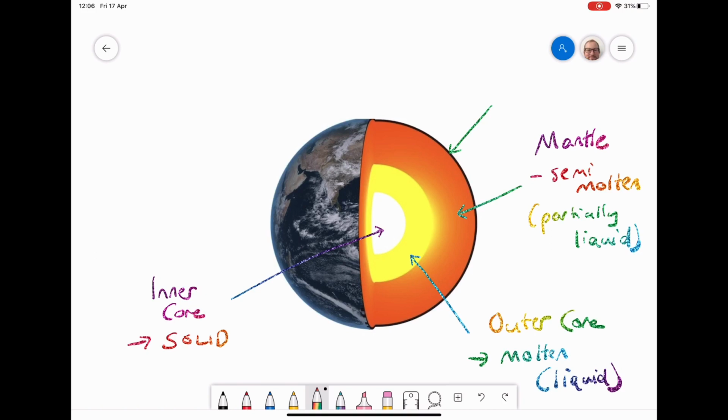And this really small layer on the top is called the crust, and this is solid. And this crust layer is very small in comparison to the other layers. It is at the most about 100 kilometers deep, but usually is a lot less than that. We're going to have a look at the crust and how it interacts with the mantle, and that will explain a lot of the hazards that we get happening on Earth.